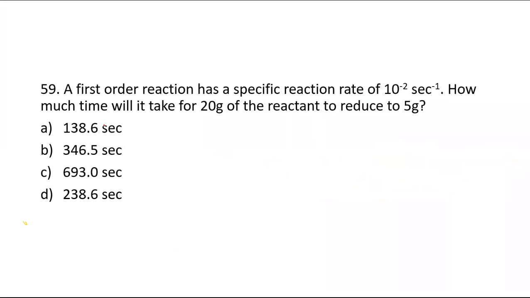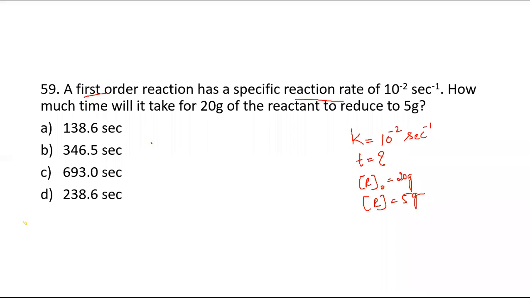Last but one question. A first order reaction has a specific reaction rate of 10 to the power of minus 2 per second. That means K is equal to 10 to the power of minus 2 per second. How much time will it take for 20 grams of a reactant to reduce to 5 grams? That means initial concentration is 20 grams and finally how much is left? 5 grams. So which formula do I have to use?